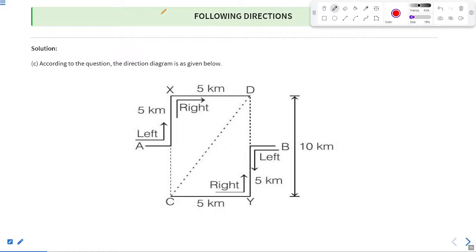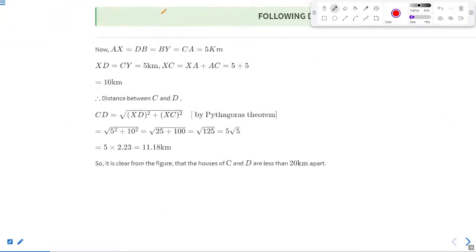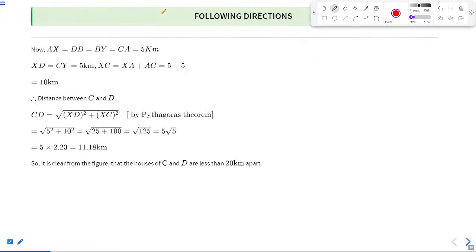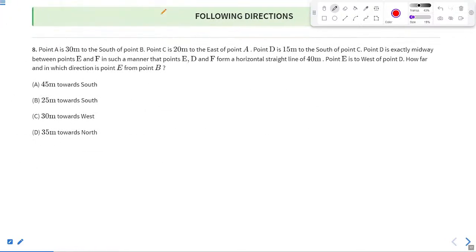So we have a triangle of one side 10 kilometers, one side 5 kilometers. The hypotenuse therefore will be the square root of the sum of their squares, which is 5 root 5, which is about 11.18 kilometers. So they're less than 20 kilometers apart.